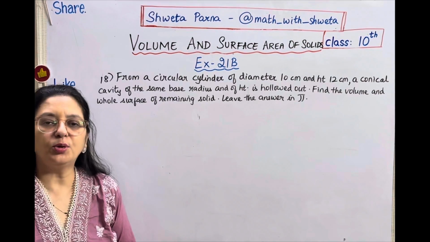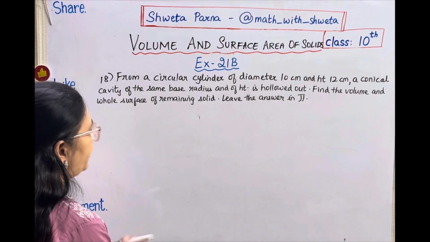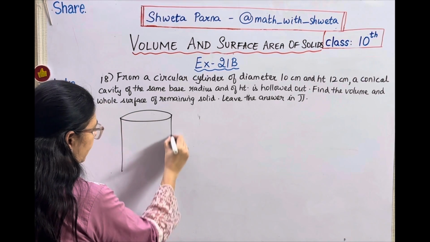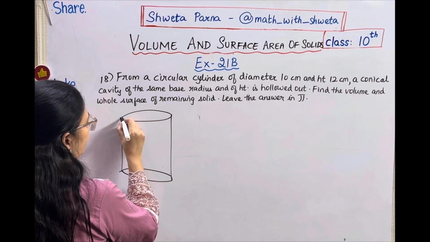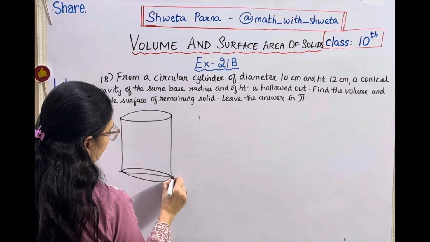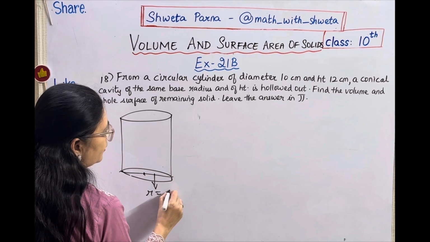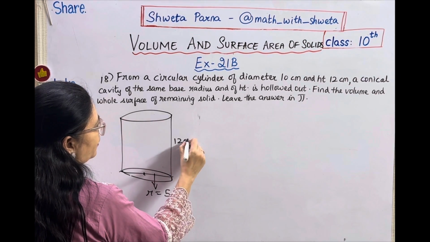Yeah, clear? Let's go to question number 18, children. From a circular cylinder of diameter 10 centimeter. This is a circular cylinder. The diameter is 10 centimeter. So what is the radius? I will take the radius like this. So radius is 5 centimeter. And the height is 12 centimeter.